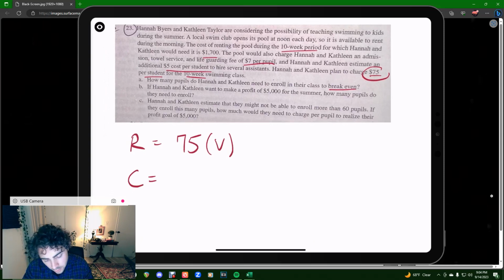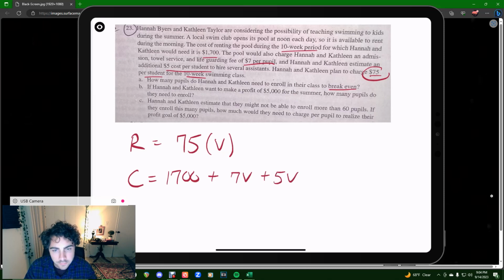Now for the cost. What cost do they have? It's $1,700 to rent for the 10-week period. There's $7 per pupil, so that's $7 times the volume, but there's an additional $5 per pupil, or per student, so that's $5 times the volume as well. We can add those: 7 plus 5 is 12V. I guess that's just it.